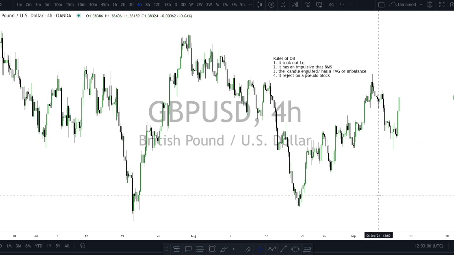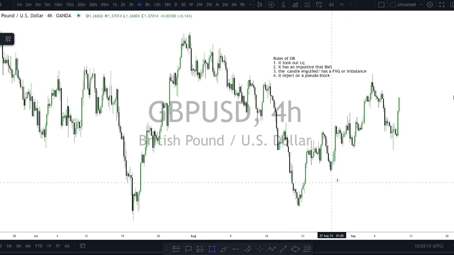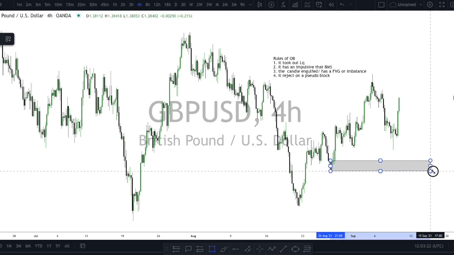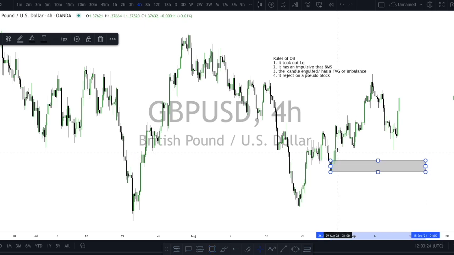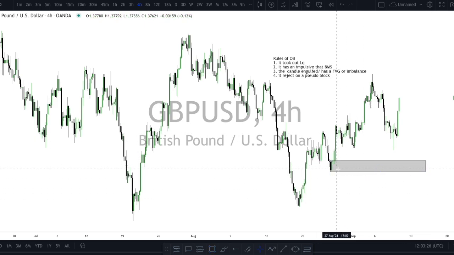So when that particular block is formed, then we are expecting an impulsive move out of it. For example, this particular black candle that you are seeing here is a bearish candle and is the last down candle before a bullish run. You can see this particular candle took out liquidity, number 1. It has an impulsive move, number 2, just like what I said, and this impulsive move broke market structure.